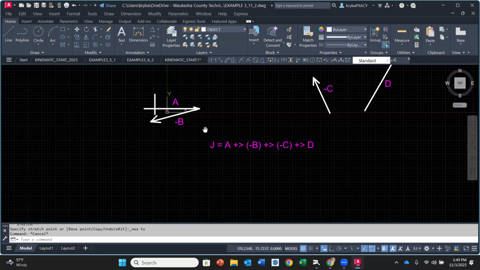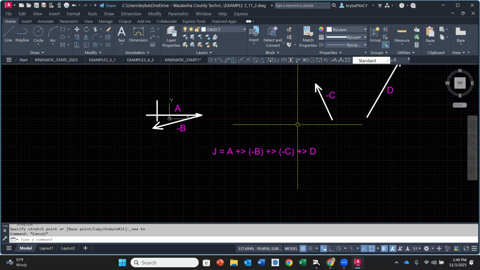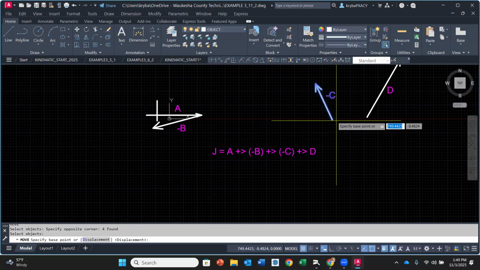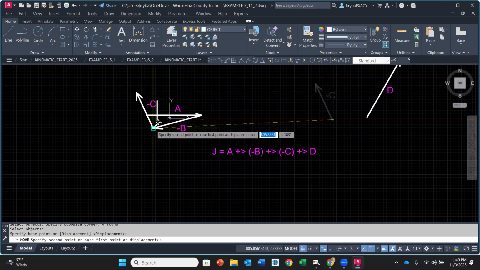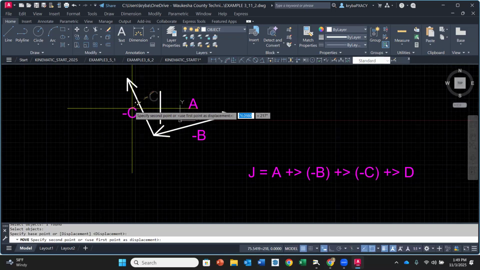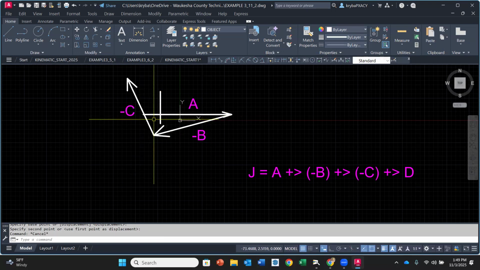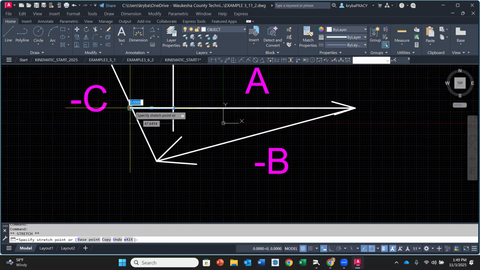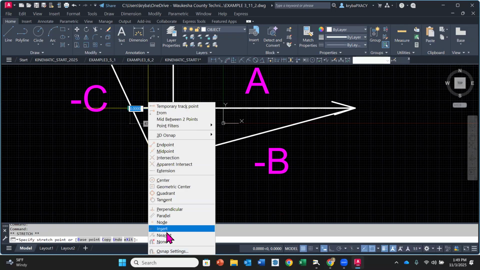Then I'm going to add the negative C. I'm simply going to move the negative C, the tail at the tip of B. I'm going to change this to be to the outside. And I'm going to make this a little bit shorter so that my origin is not interfering.